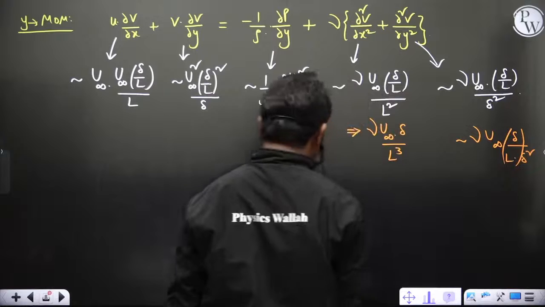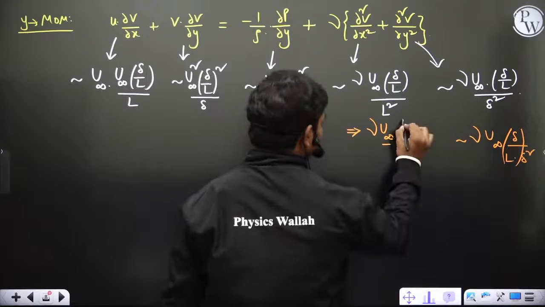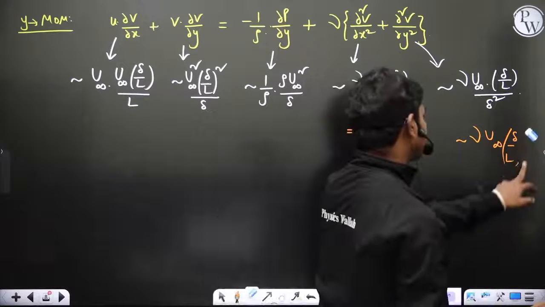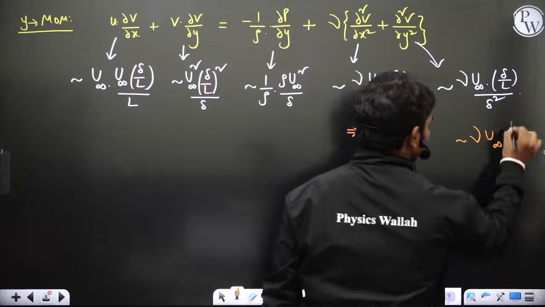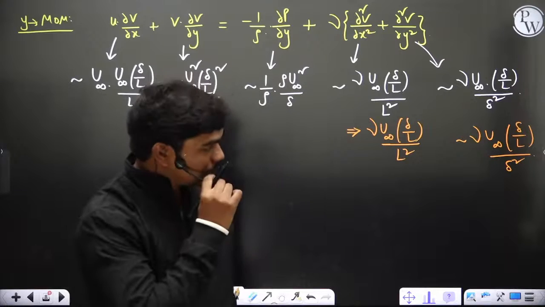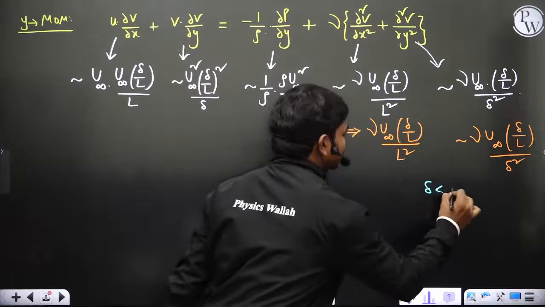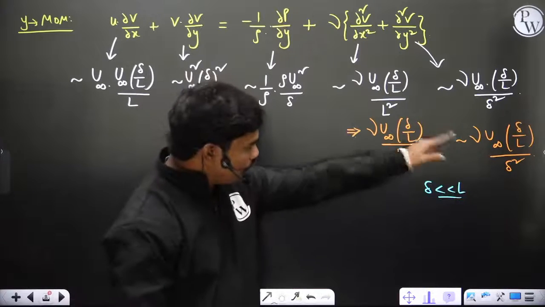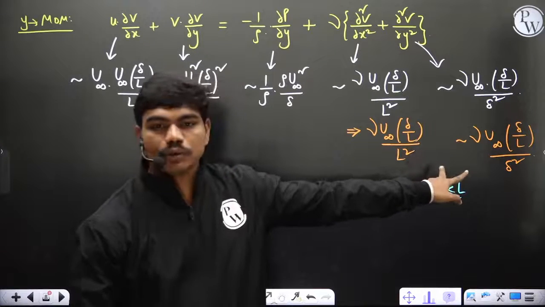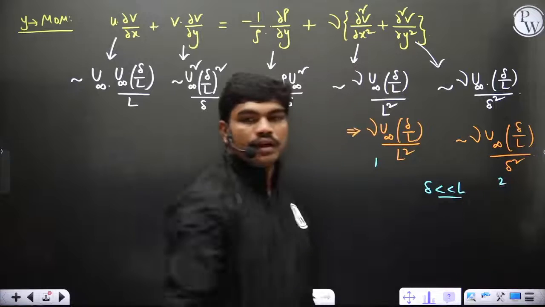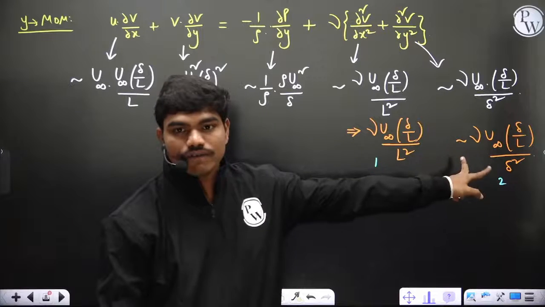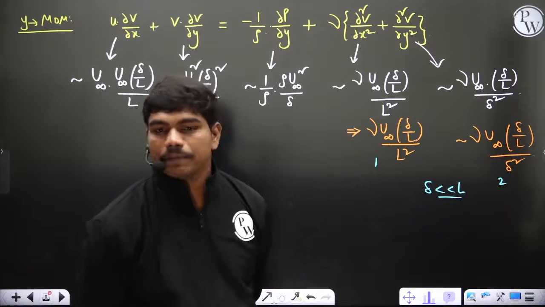So if you take this delta by L, here also let us write delta by L by L square. This is delta by L by delta square, okay? Now tell me one thing, delta is much less than L. That means delta is very much smaller than L. Then out of these two terms, the first term and the second term, which term is highly powerful? If you compare the magnitudes of these two, we can neglect one term. Can you tell me which term we can neglect?